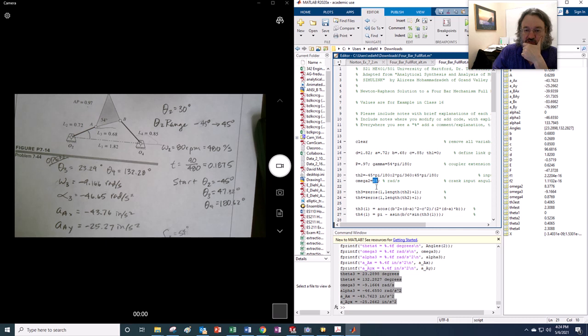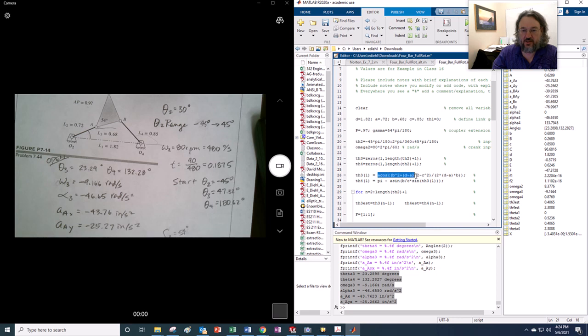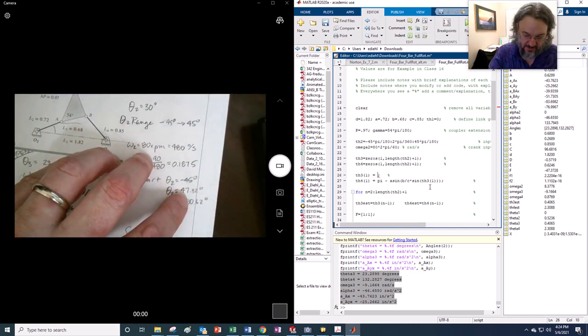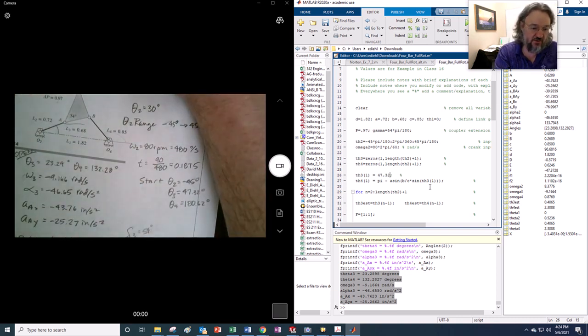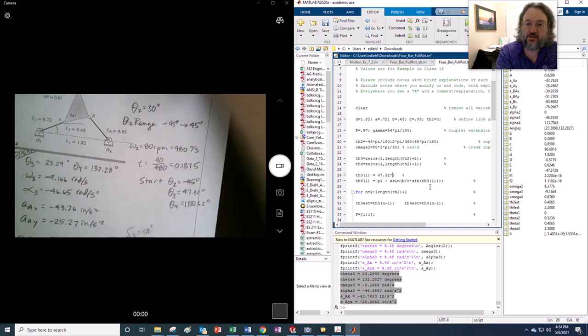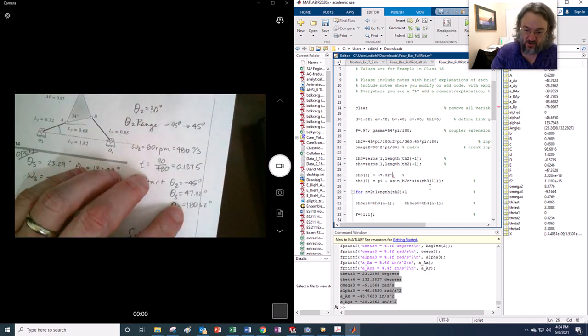Oh yeah, omega needs to be 80 times 2 times pi divided by 60. All right, and then for our estimates right here, what we should do is theta 3. That should be our starting thing. Remember we did this. We would take 47.32, so we know that's the thing to start with, times pi divided by 180.